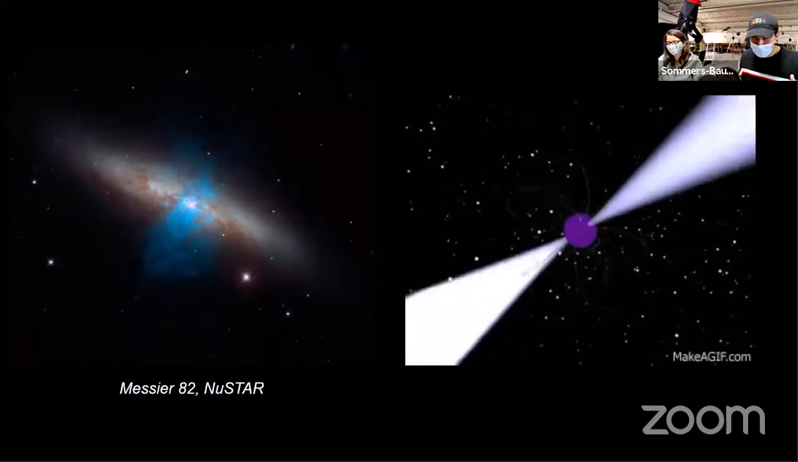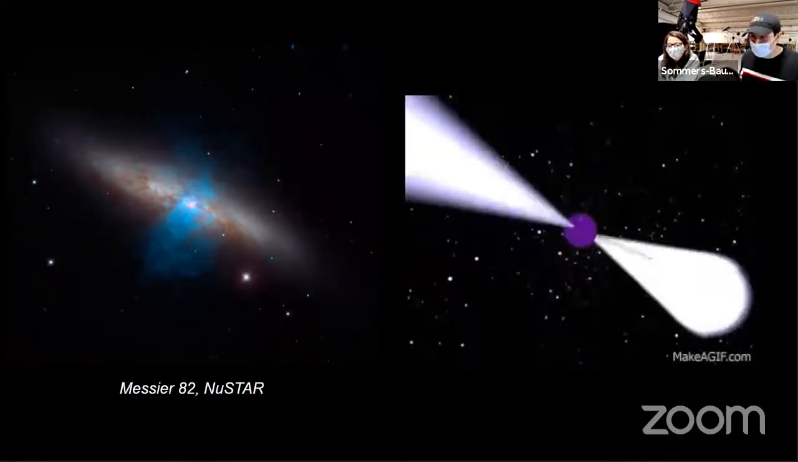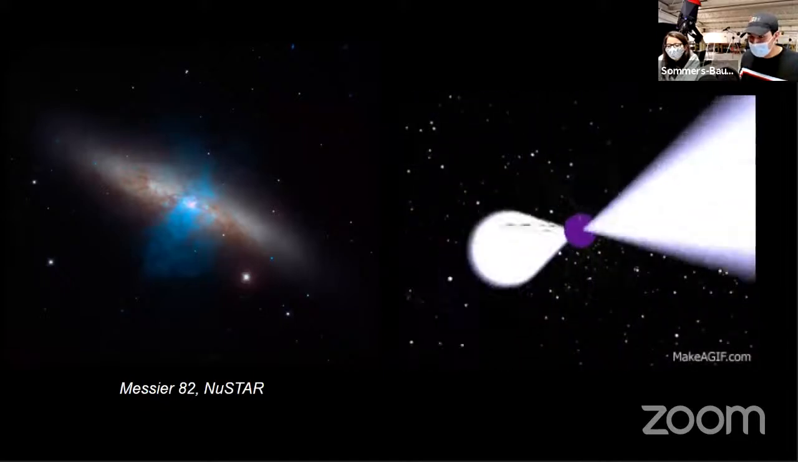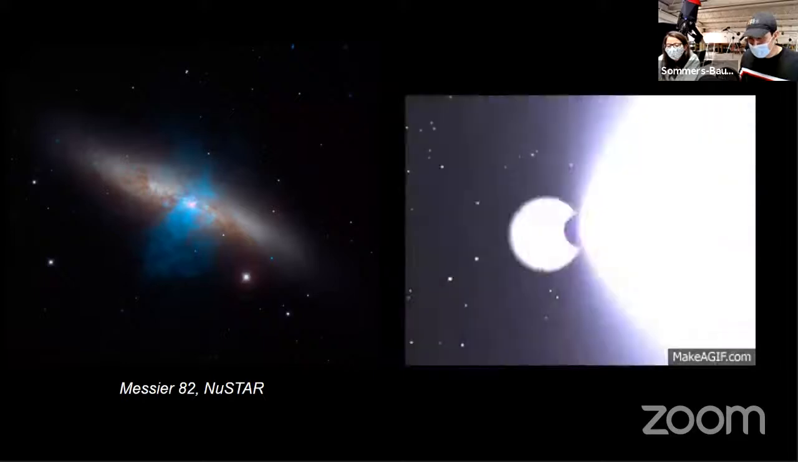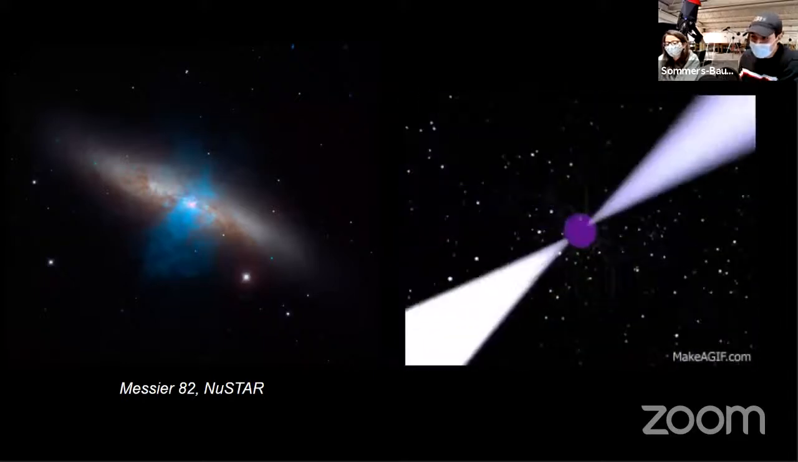For instance, neutron stars typically have around the mass of the sun, maybe one or two times larger than the sun, but compressed into a size of about the size of Manhattan. So like a couple miles in diameter. They're very, very small objects.